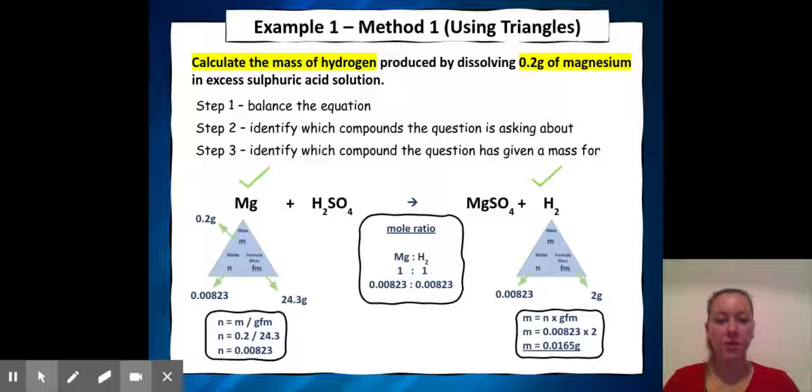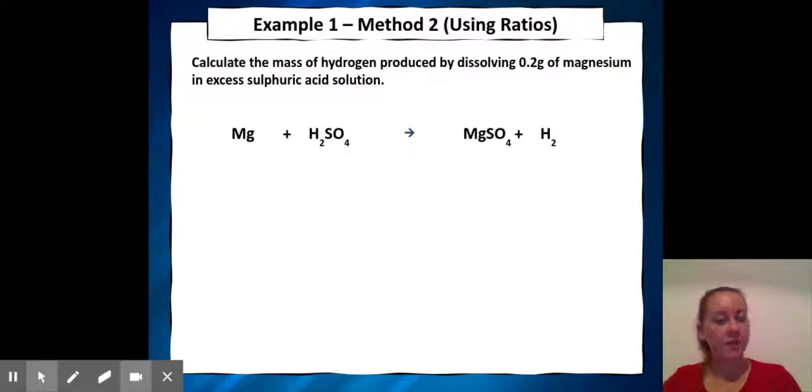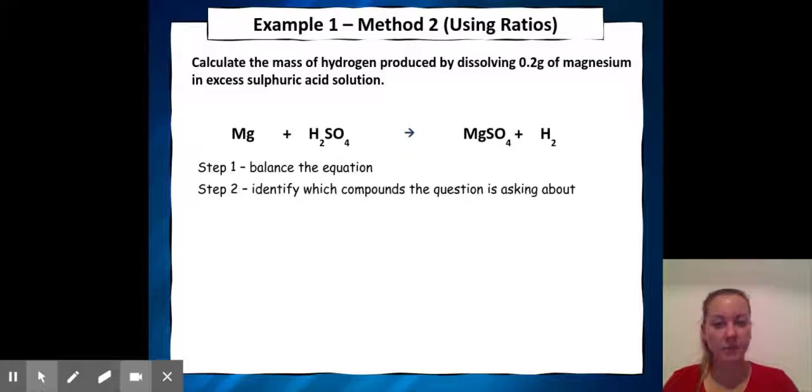So that's how you use the 2 triangles to get an answer for that question. The second way to do it is by simply using the mole ratios. So still similar steps. Balance the equation, identify which compounds the question is asking about. Those are always your first 2 steps when you're doing calculations. Step 3 is a little bit different in this method. It is identifying the mole ratio.